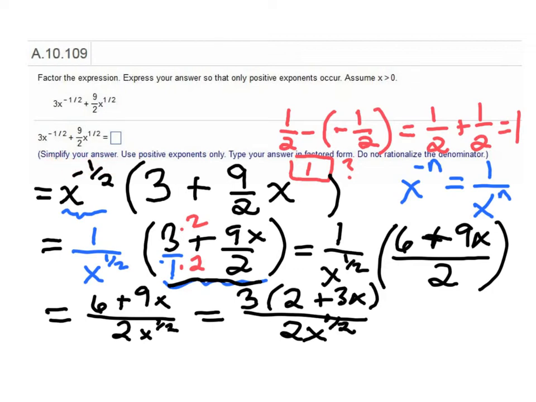So simplify your answer. Sure, that's simplified. Only positive exponents. Check. We do have this with only positive exponents. We factored as much as we can. Do not rationalize the denominator.